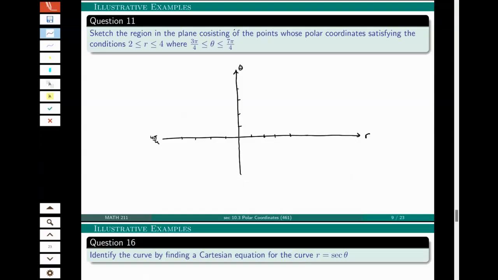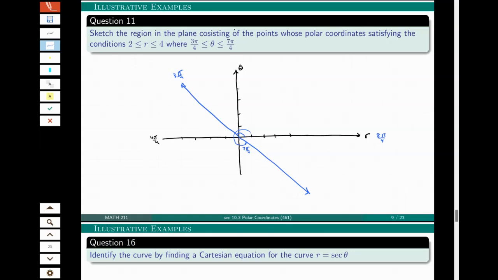So this is 4 pi over 4. So 3 pi over 4 will be, this is 3 pi over 4. Whereas 7 pi over 4, it's less than 8 pi over 4, which is 2 pi. So this is the angle 7 pi over 4.